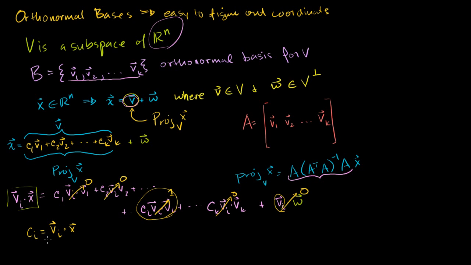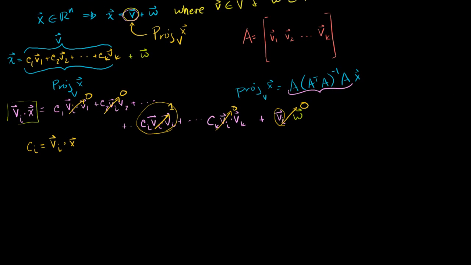So what does this do? This is a very similar result to what we got last time. But remember, we're not assuming that x is a member of v. In that case, the ci's would be the coordinates for x. In this case, we're looking for the projection of x onto v, or the member of v that represents x's component in v, or x's projection onto v. So if we now want to find the projection of x onto v, it's equal to these ci's times the respective basis vectors. But now we know what the ci's are. They're that basis vector dotted with your vector x.